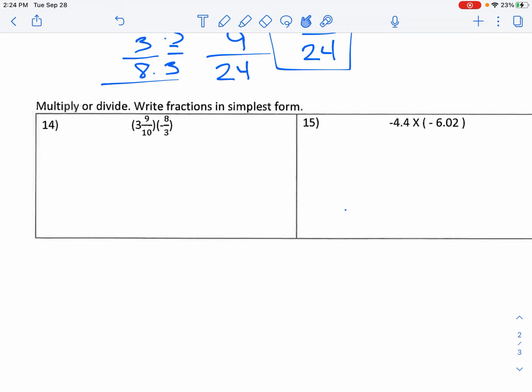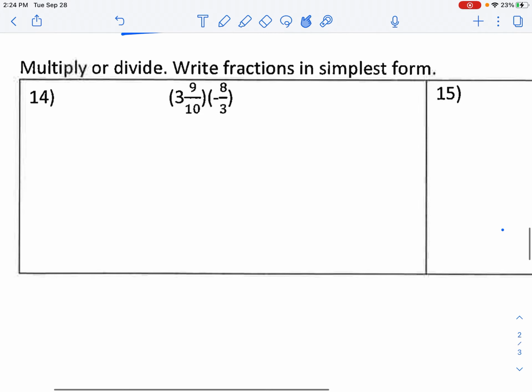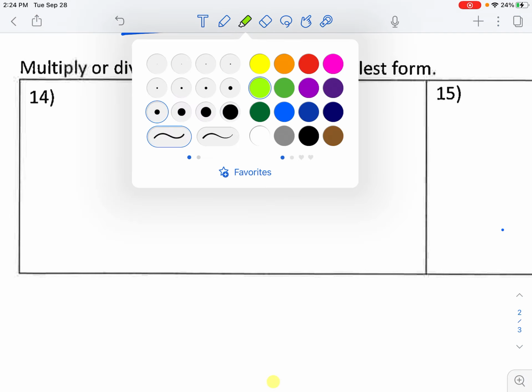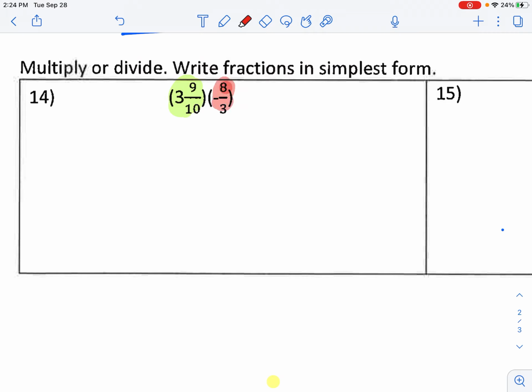Multiply or divide, write fractions in simplest form. So we know this is multiplication because of the parentheses. So look very carefully. This is a positive number, and there's a little negative sign over here you've got to see. See that negative in front of that fraction bar? So positive times negative. Remember, I suggest you write in your answer box: positive times negative is negative. So I like to put that negative sign in my answer box before I do any math so I don't forget. All right, so 3 9/10 times negative 8/3.